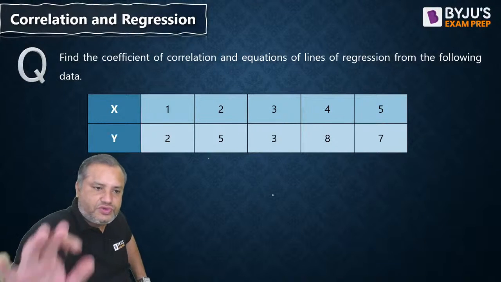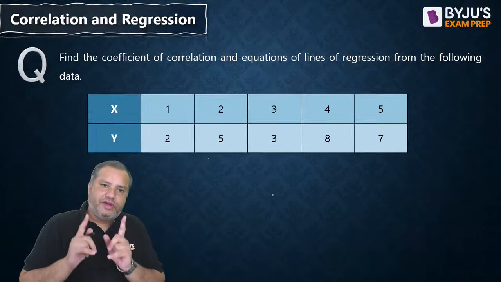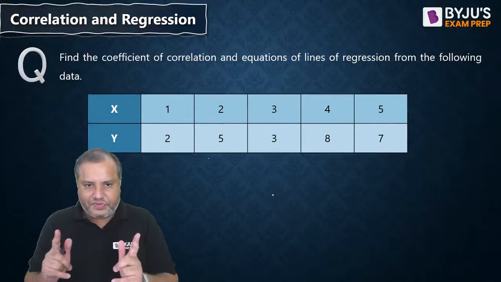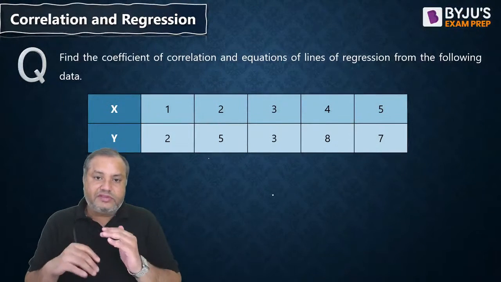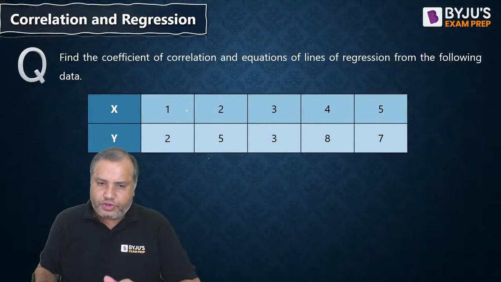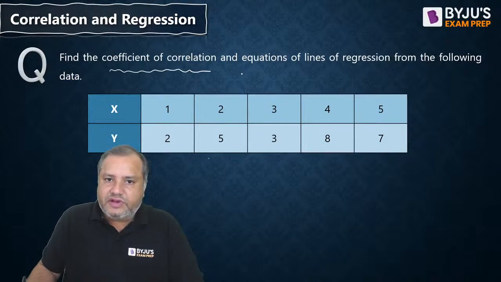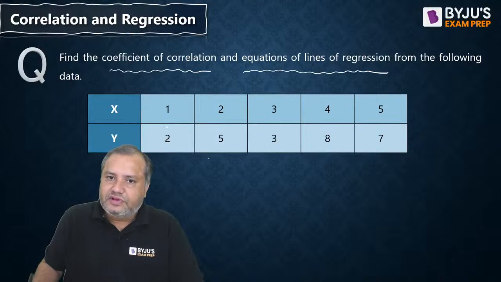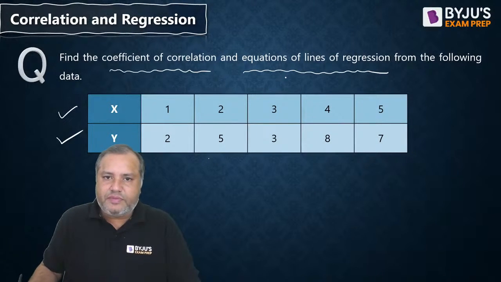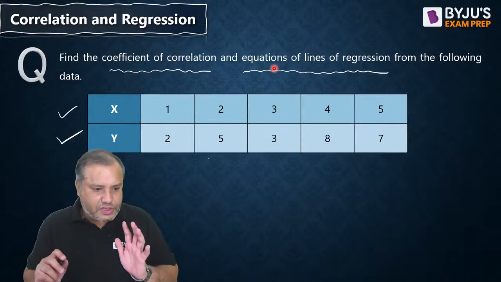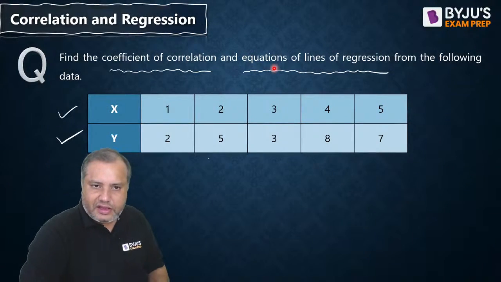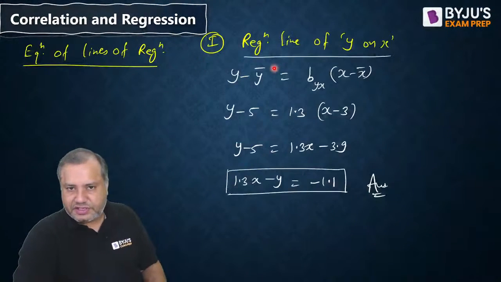So students, this is one variety where they will give you a set of data, and then they may inquire two things: coefficient of correlation and equations of lines of regression. Data will be given and they may ask you these two things. Okay, this is one variety. Let's see the next question.